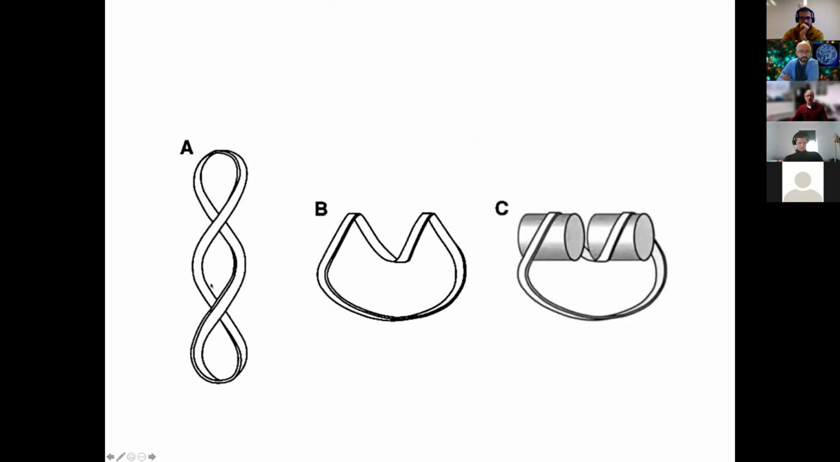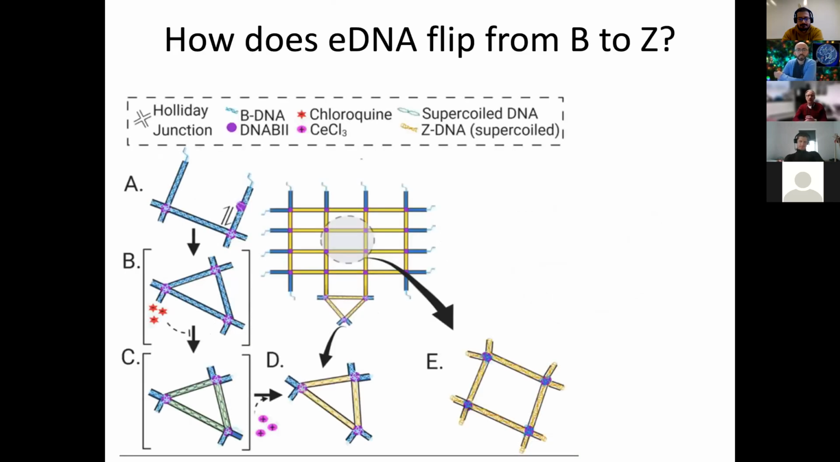Likewise, I can transform this negatively supercoiled DNA into this structure, and you can see how proteins that are known to wrap DNA around them would prefer supercoiled DNA over linear DNA, because the DNA does not have to go through this transformation. It happens because of the free energy that's available by negatively supercoiled DNA. So how do we reconcile all of this in conversion of B to Z?